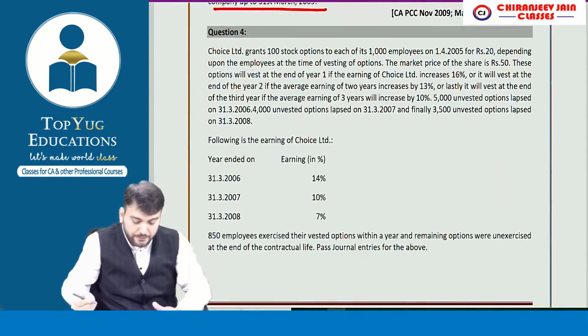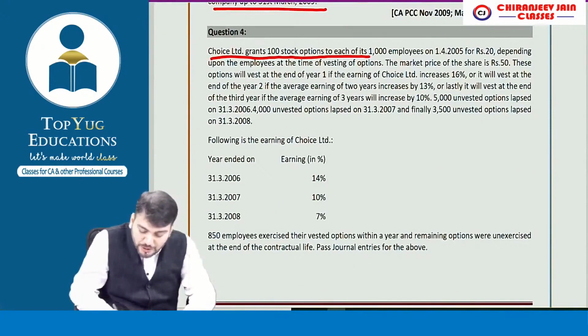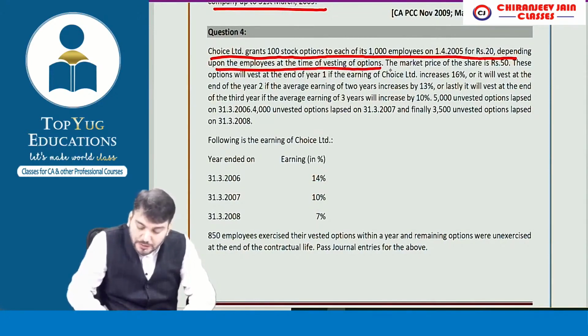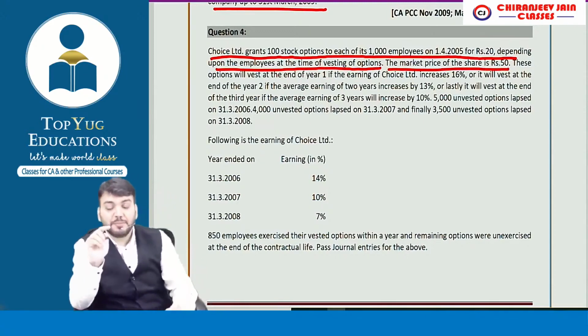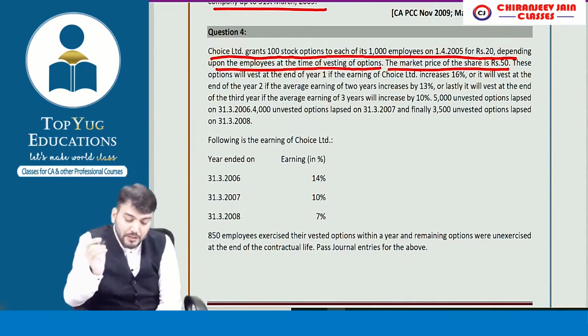So what have they written? Choice Limited granted 100 stock options to each of its 1000 employees on 1/4/2005 for rupees 20, depending upon the employee being in service at the time of vesting of the option. The market price of the share is 50 and the options were given at rupees 20, correct?